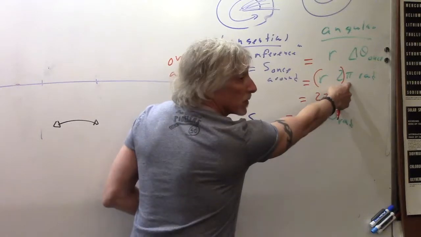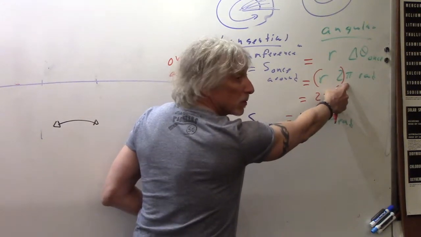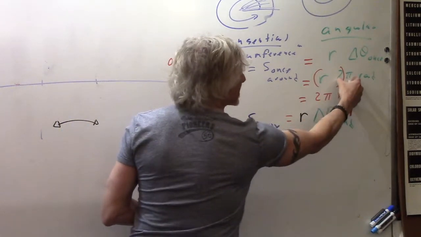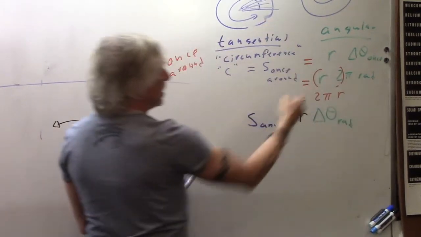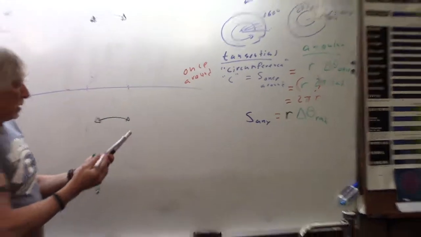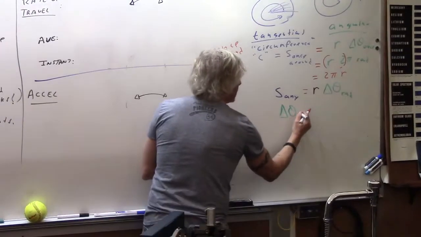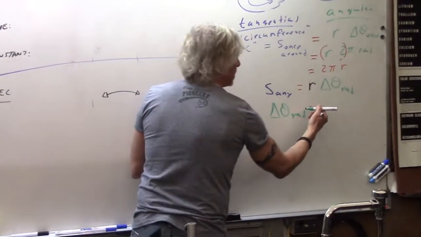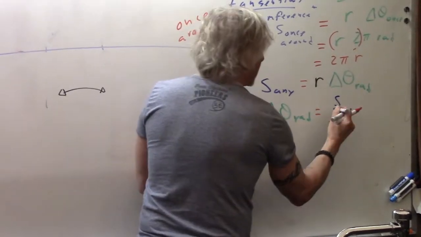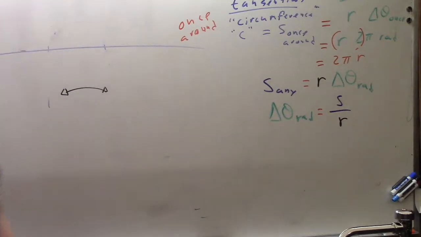Pi radians is half a circle, that's 180 degrees. 180 is a big difference from 3. 2 pi is about 6, not 360. And so this is only true, and that's how radians are defined. We can say this: delta theta in radians is equal to the arc length divided by the radius.